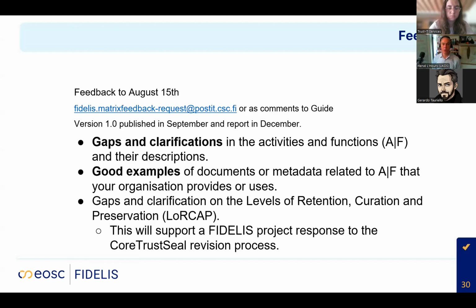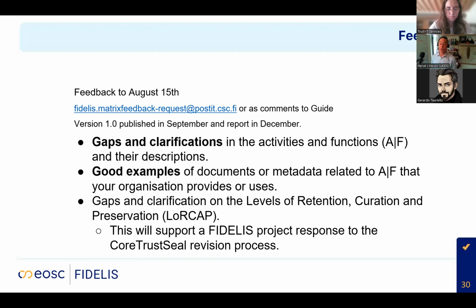So what are we looking for? We're looking for any gaps or clarifications in those activities and functions and the descriptions that we've got. We know that there's at least 15, 16, 17 and growing other criteria out there that go into all of these in vastly more detail. So we're not looking for 10,000 words per activity and function. We want to make sure that the descriptions and scope are clear.